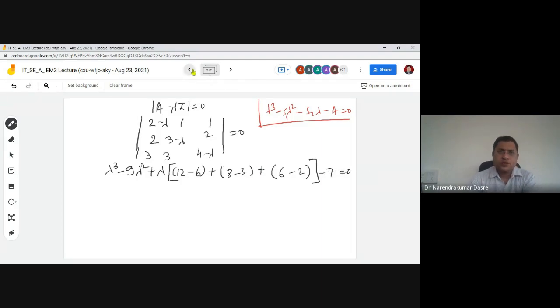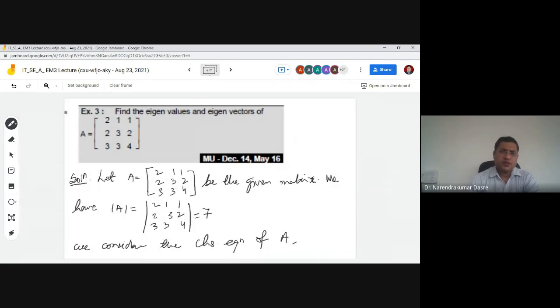As in the previous case, we know that the sum is 7 and the product is 9. So can you factorize this 9 such that the sum is going to be 7?